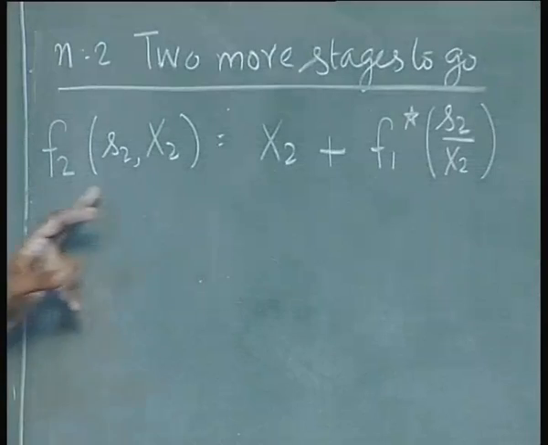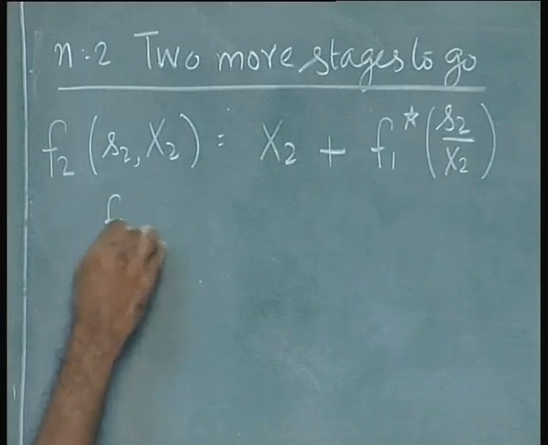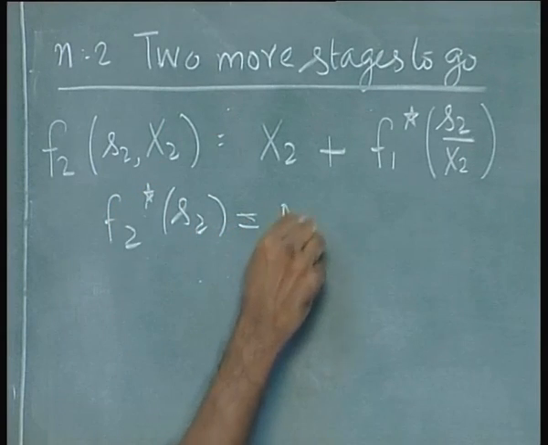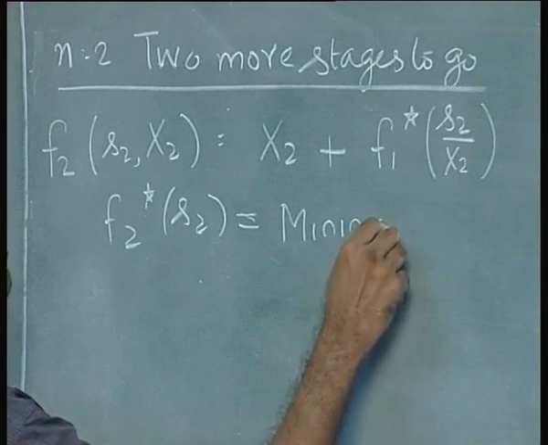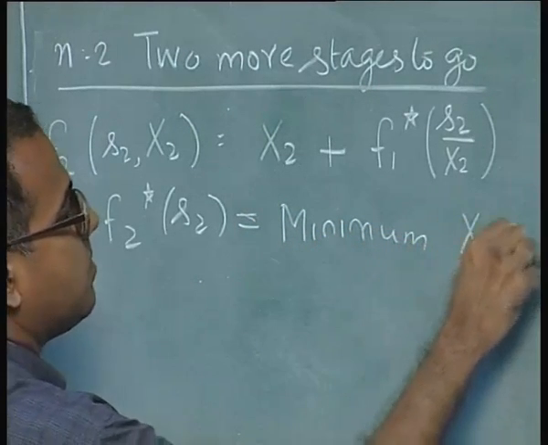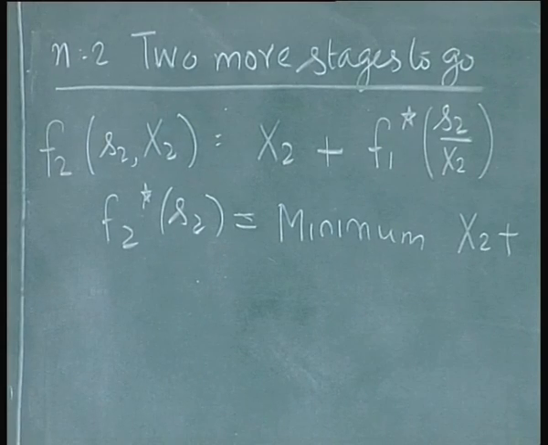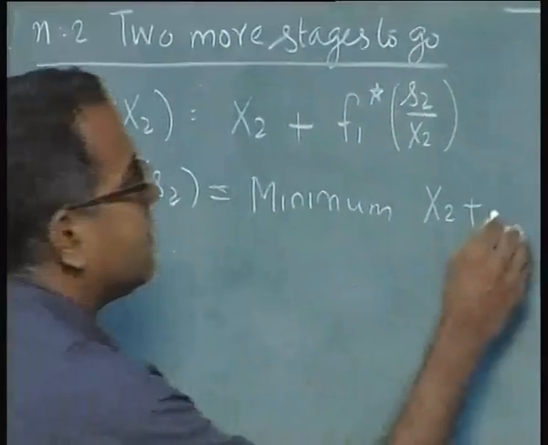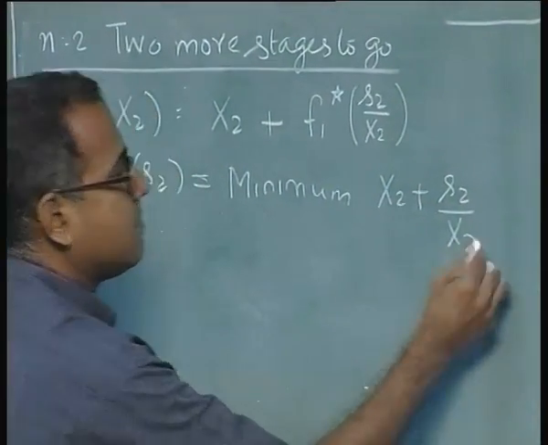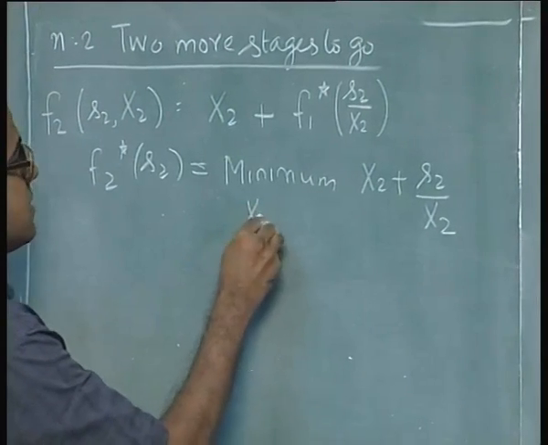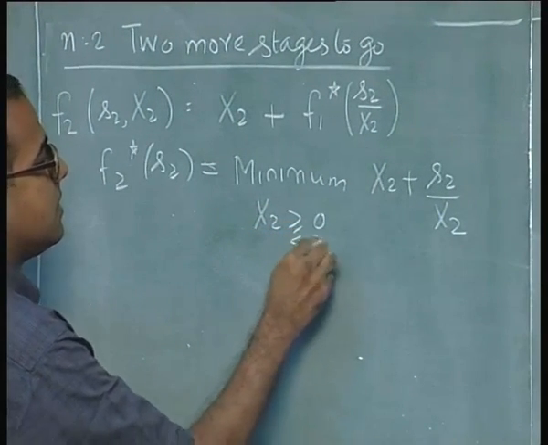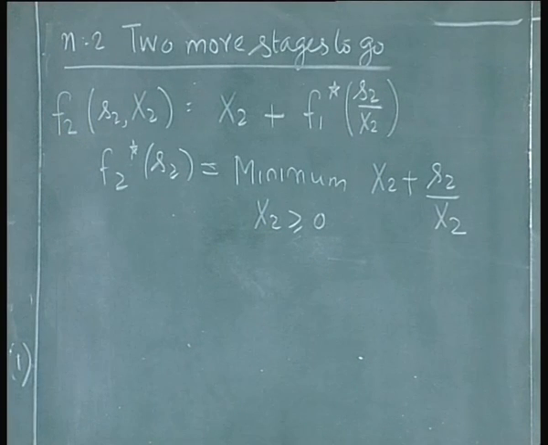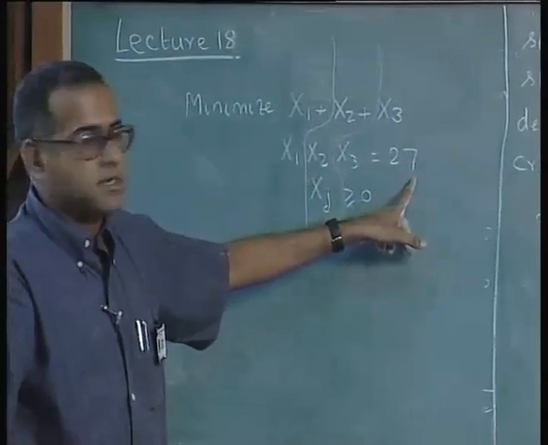So you have F1 star of S2 by x2. Now F2 star, the best value would be that value of x2 which minimizes, so minimum of x2 plus F1 star of S2 by x2. We know that F1 star of S1 is S1 itself. So F1 star of S2 by x2 will be S2 by x2, subject to the condition of course x2 greater than or equal to 0. Less than or equal to S2 need not be, because it is a product form, so it need not be less than or equal to S2.